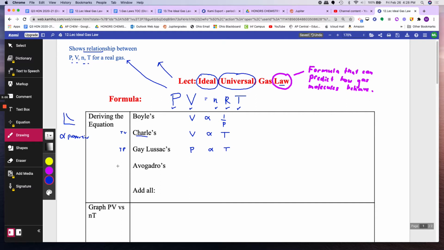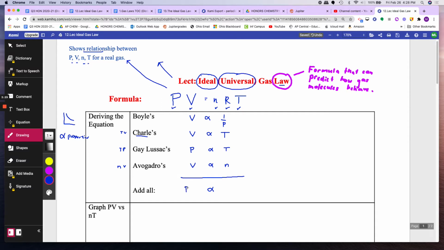Avogadro's law is moles, whose symbol is n, and volume. So as you add more moles, it's proportional to the volume. As moles goes up, the volume goes up. Okay? What you do now is you add all of them. The proportionality sign is on this side. P and V is on the left side of the proportionality sign.